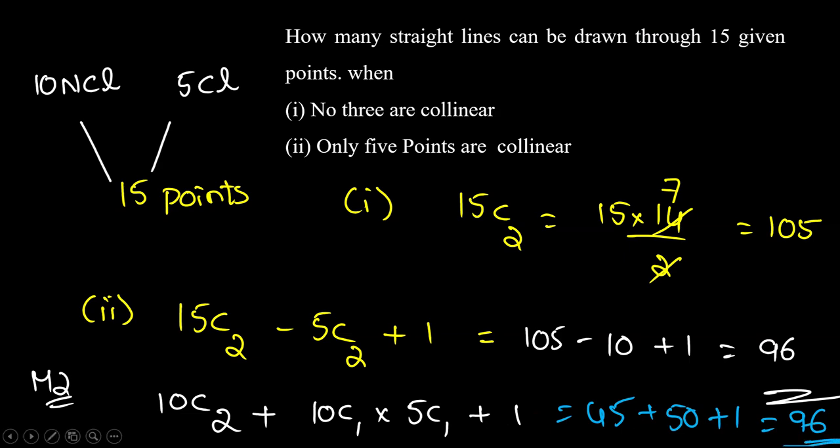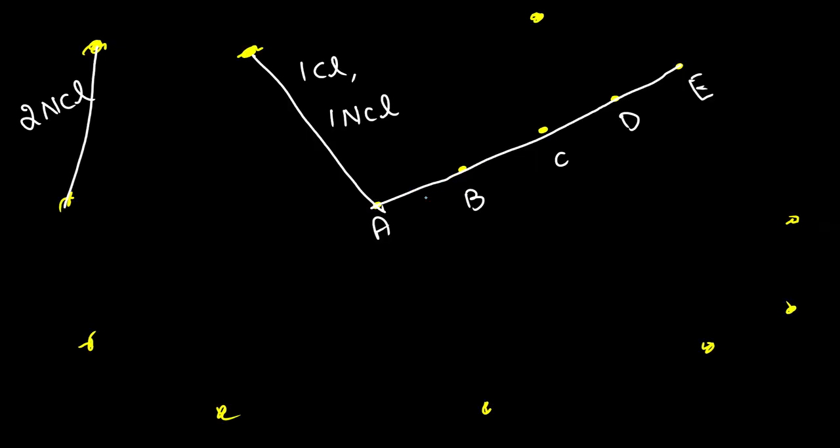This is what is happening internally. This entire set should be considered as one line. We take 2 points from non-collinear. Sir, why can't you take 2 from collinear? All collinear should be taken as only one line. Don't say 5C2 separately. The entire collinear set you should consider as one line only. Don't split it.